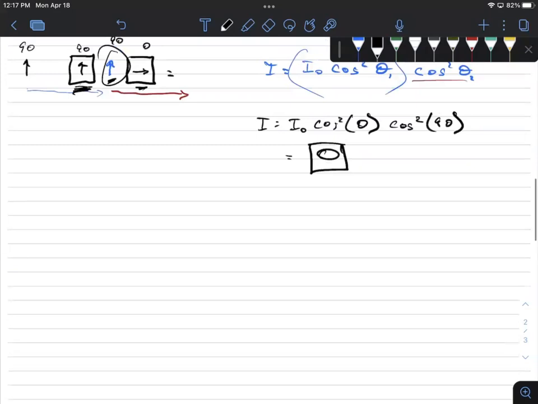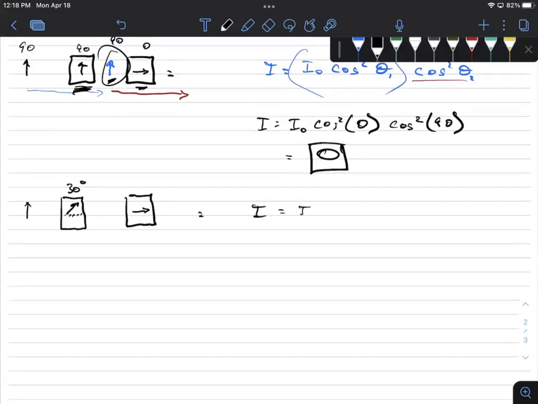Well, let's try another. Let's say light is polarized up. I try to get through something that's polarized at, let's say, 30 degrees. Then I try to get through something that's polarized horizontally. There's my example now. All right, so how much light comes out?